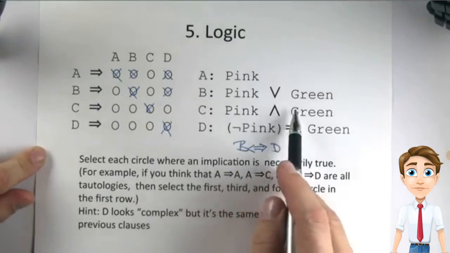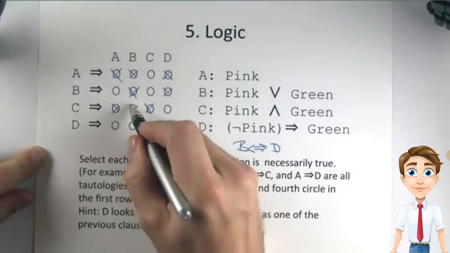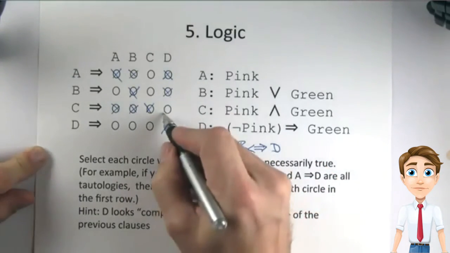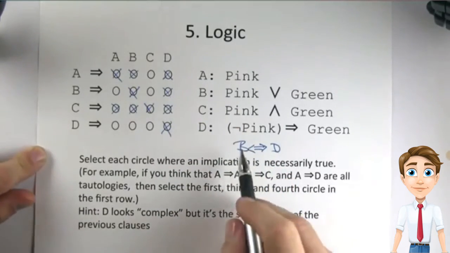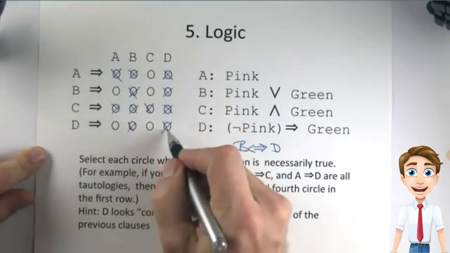Pink and green implies pink. It also implies pink or green. And since B is the same as D, it implies D. And finally, for this one over here, we just copy over B. So we get this guy and this guy over here.